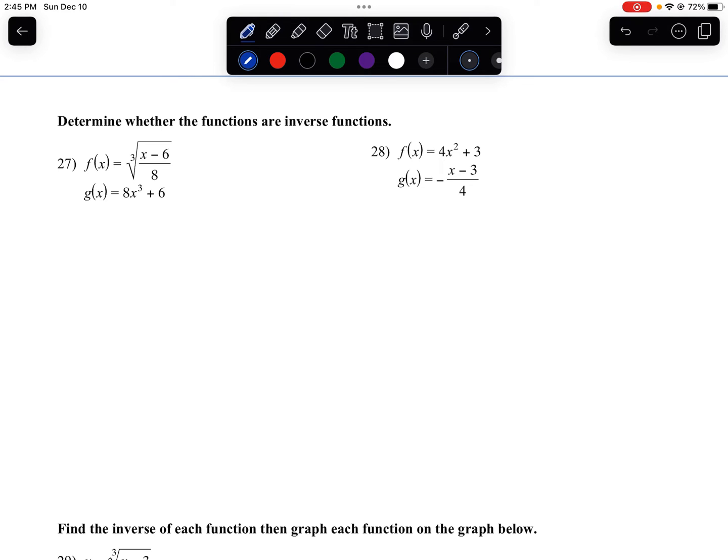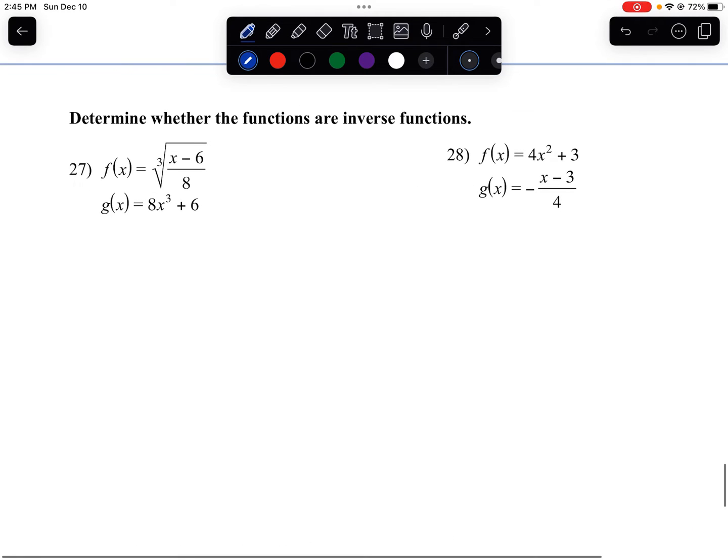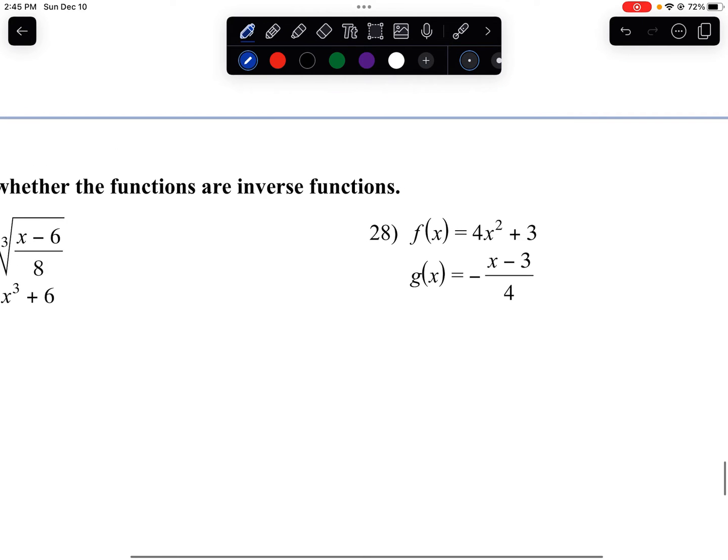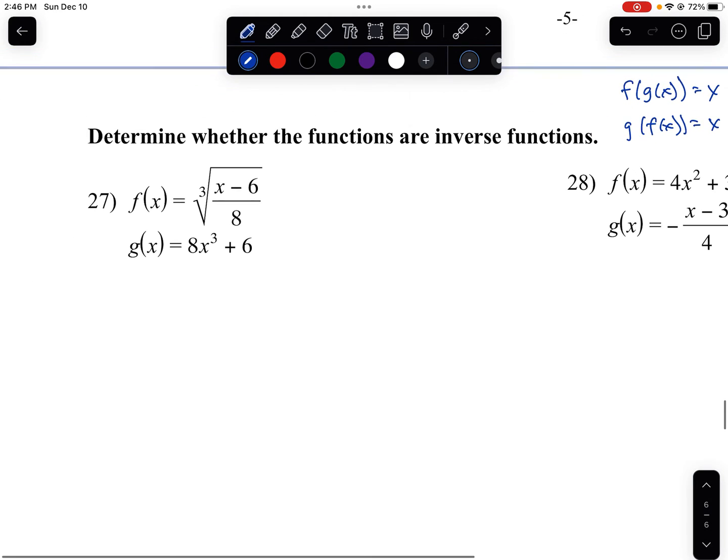Okay, on this last page, we've got 3 more problems. Determine whether the functions are inverses. This has to be done by composition, these 2 problems. By composition, I mean you have to show that f of g of x is equal to x and show that g of f of x is equal to x, or you have to show that they are not. So let's do that here.